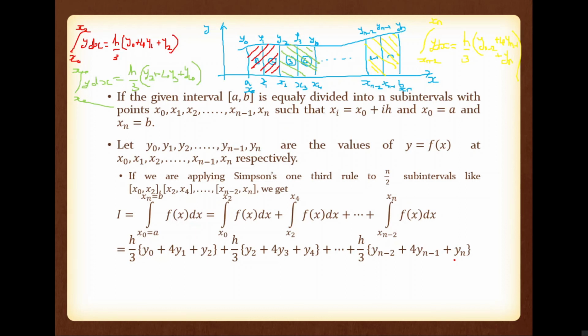Okay. So here you can see how many y0 terms there are. If we consider the entire equation, we can take h by 3 outside. Now, if you consider y0, we have only one y0, right? How many yn terms are there? One yn term. How many odd terms are there? For example, how many y1 terms are there?